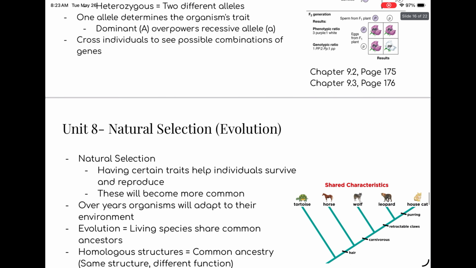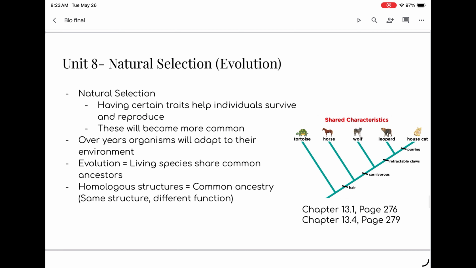Natural selection is when having certain traits helps individuals survive and reproduce. And then these traits will become more common over the years. Over many generations, organisms will adapt to their environments. Evolution is when living species share common ancestors, and homologous structures show common ancestry, meaning that they have the same structure but different functions.